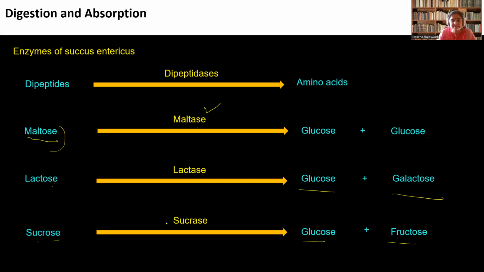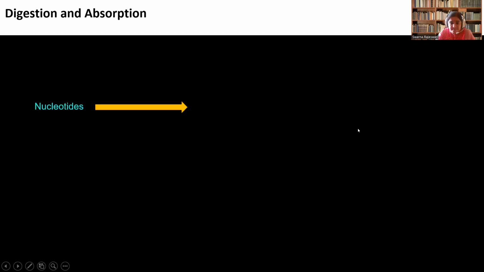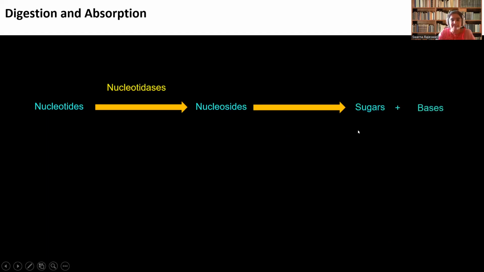So sucrase, which is a disaccharidase enzyme, acts on sucrose and converts it into two monosaccharides, that is glucose and fructose. So these are the end products of carbohydrate digestion and protein digestion. So what are the main products of nucleic acid digestion? We know that nucleic acids are converted into nucleotides. Now they are again acted upon by the nucleases and converted into nucleosides, and these nucleosides are again converted into sugar and base.